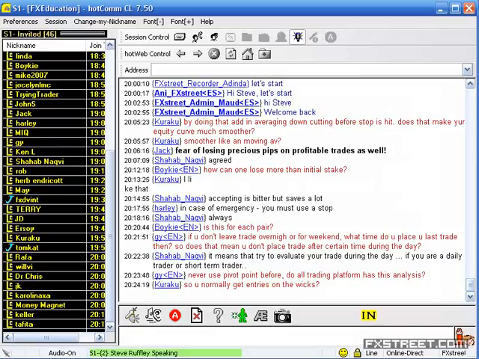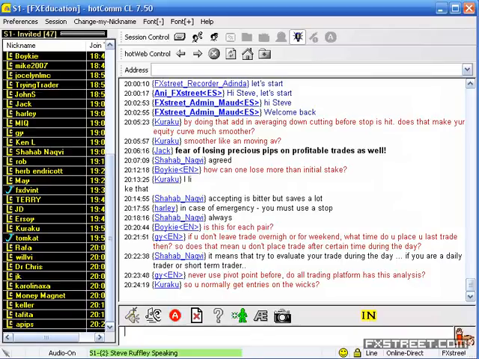Right, is this for each pair? If you don't leave your trade overnight for the weekend, what time do you place the last trade then? Or does that mean you don't place a trade after a certain time during the day? Well, you know yourself, Bookieman, you've just traded the markets before the markets close. That's an intraday trade. If you don't close it, then the markets do close and you hold that position until the market opens the next day. So don't trade before the market closes. Simple. But again, currency is a little bit different. You can trade them pretty much 24/7. But again, we can trade a million different products. Currencies are just one thing. We talk about the indices, gold, silver, commodities, anything.